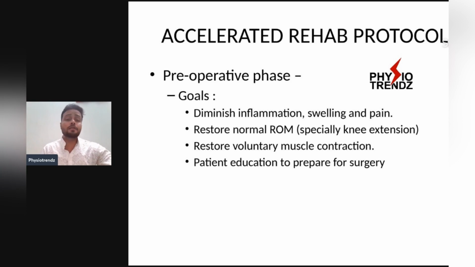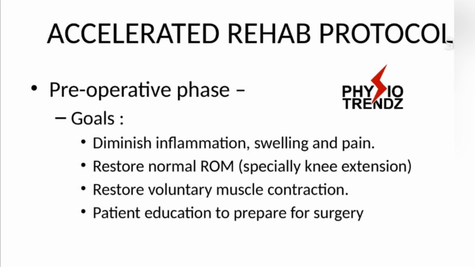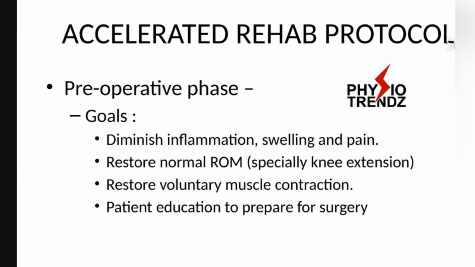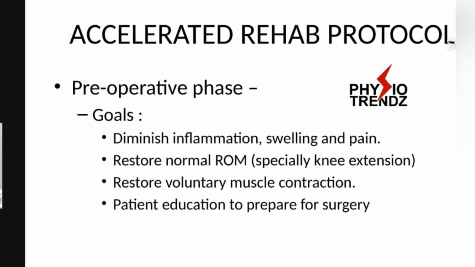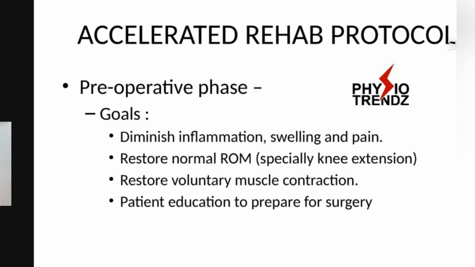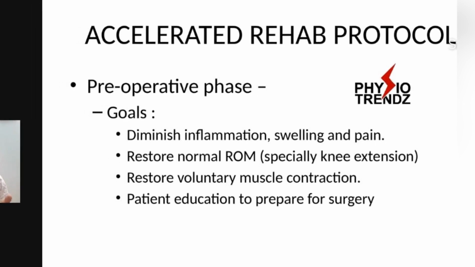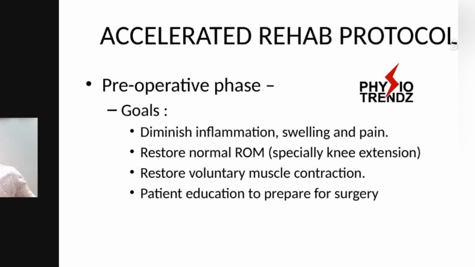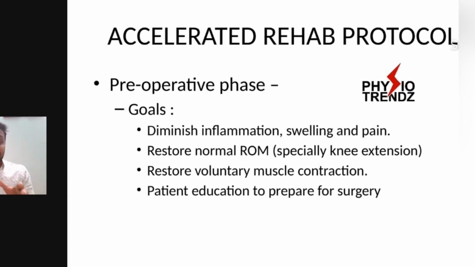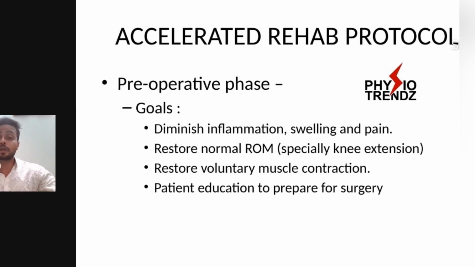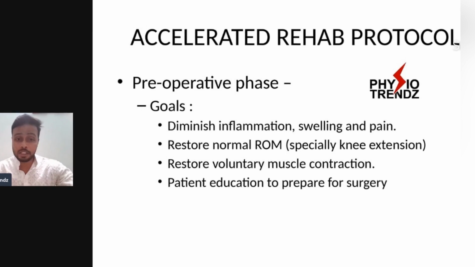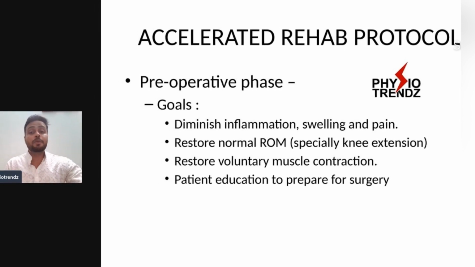So goals over here for the pre-operative phase will be diminishing inflammation, swelling and pain, restoring normal range of motion, which I also talked about when I told that he has undergone MCL and PCL ligament injury. We are going to wait for at least 6 weeks for performing ACL reconstruction surgery. So these are the goals for that. Restoring voluntary muscle contraction. Again, quadricep muscle contraction is very much important. Patient education to prepare for surgery.